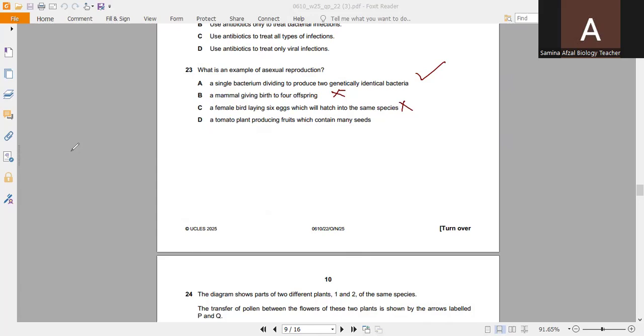A tomato plant producing fruits which contain many seeds. Again, plants produce seeds via flowers and pollination, and sexual reproduction takes place in them. So, why A is correct, as A involves only a single parent and results in offspring that are genetically identical to the parent. Bacteria reproduce asexually via a process called binary fission. So, A is the correct option.